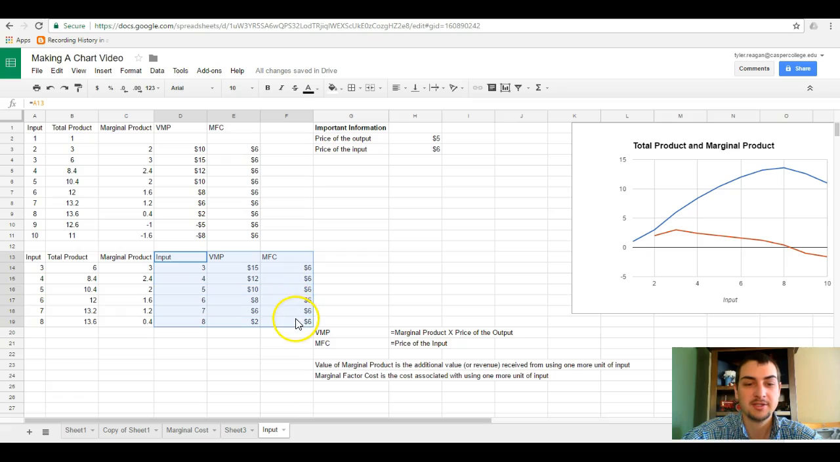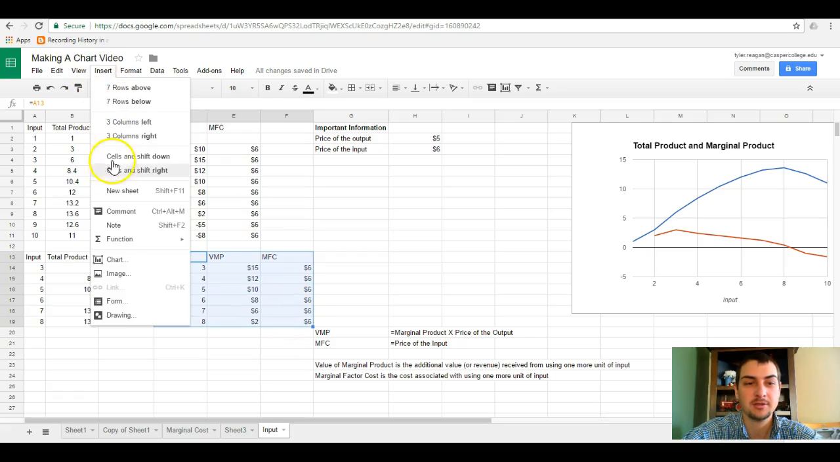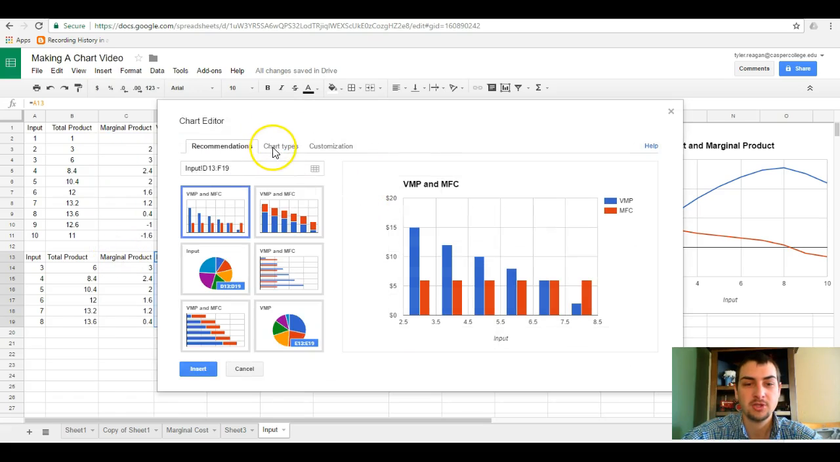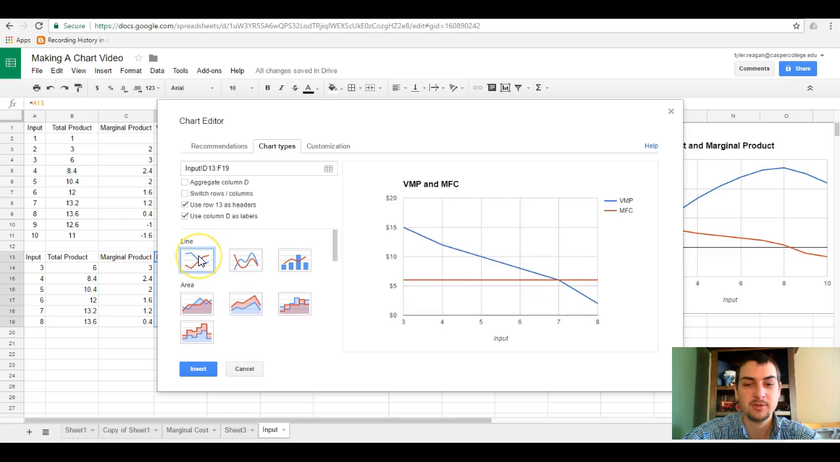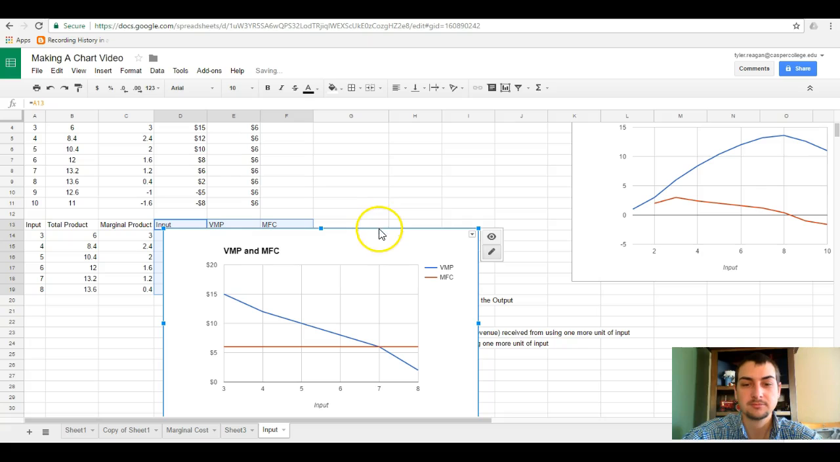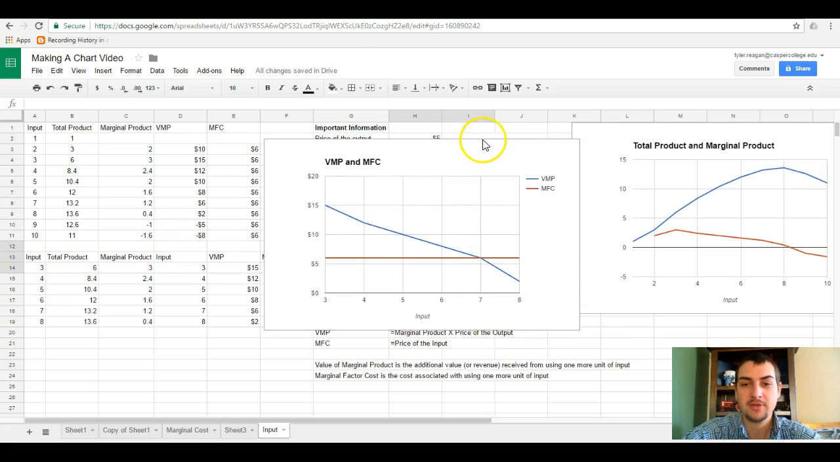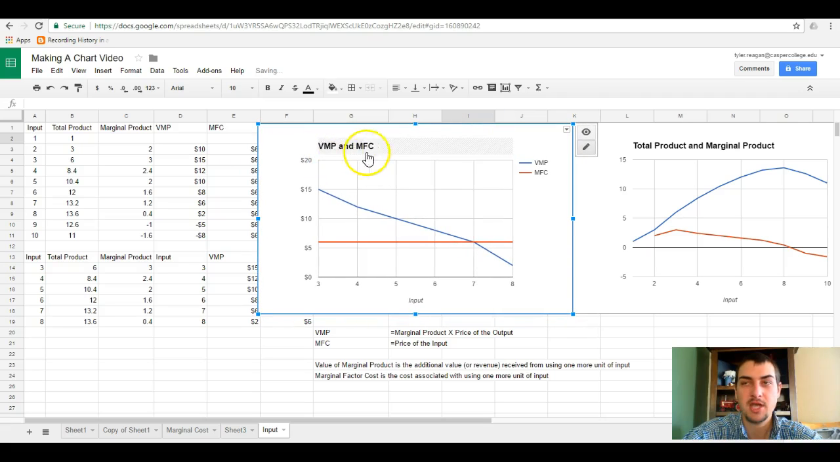So I want to highlight these. I want to go to Insert. I want to go ahead and say Insert a Chart. Chart Types. I want to use column D as labels. We'll click that one. And then we'll go ahead and say Insert. Then of course you can rename everything. You're going to probably want to rename this chart title. You're going to want to give your horizontal and vertical axis. You're going to make sure that those are labeled.